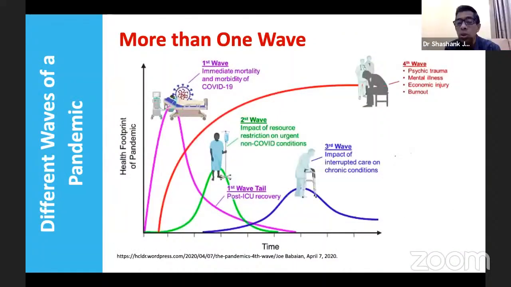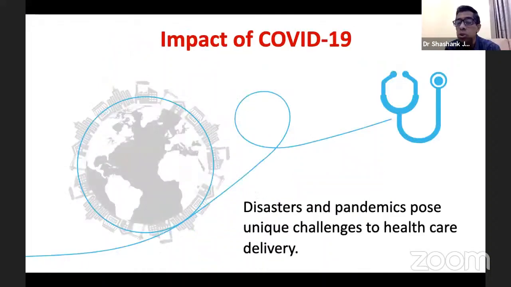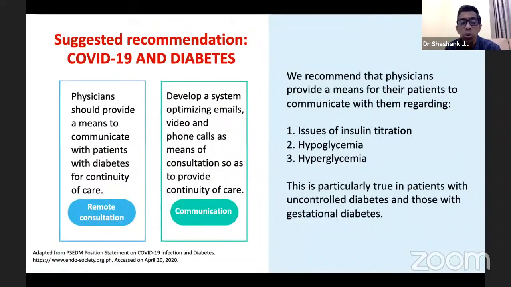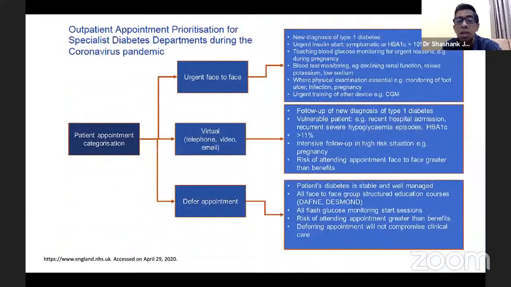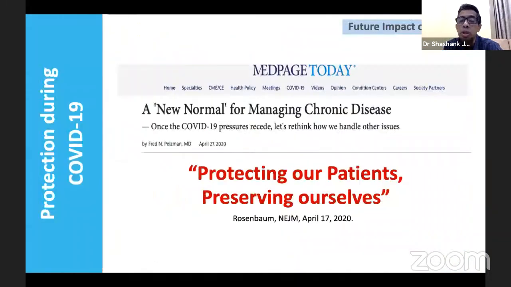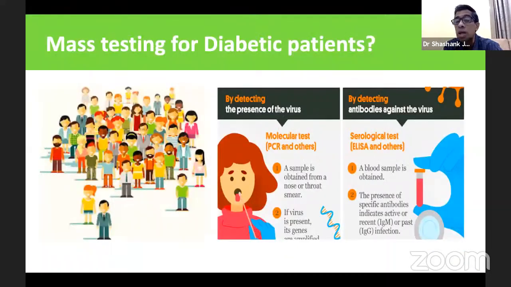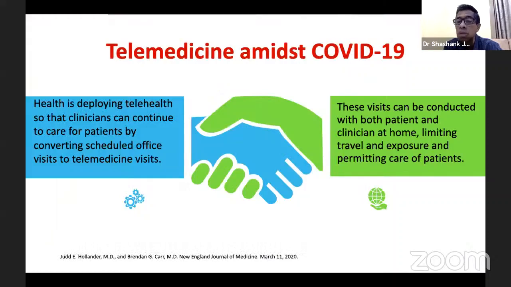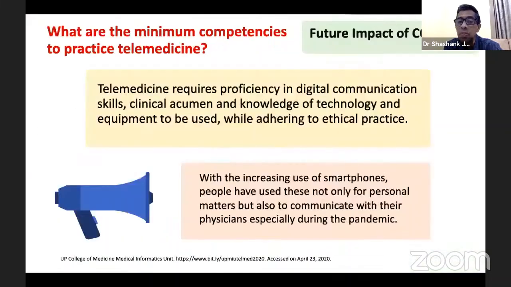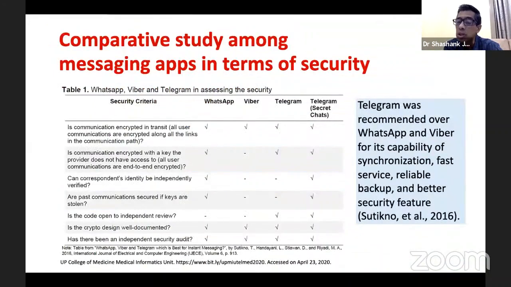And then the last point: are we looking for one more wave? Because we are now looking at another wave coming up. And due to this disaster of COVID, you will need communication and consultation. So as physicians, it's our job to consult remotely and communicate with our patients for insulin titration, hypoglycemia and hyperglycemia. We need virtual consultations, and we need to protect our patients to preserve ourselves. That's the new normal. We need to do mass testing for diabetic patients. We need to do telemedicine. We need to encourage telemedicine more and more appropriately. We need to use apps.